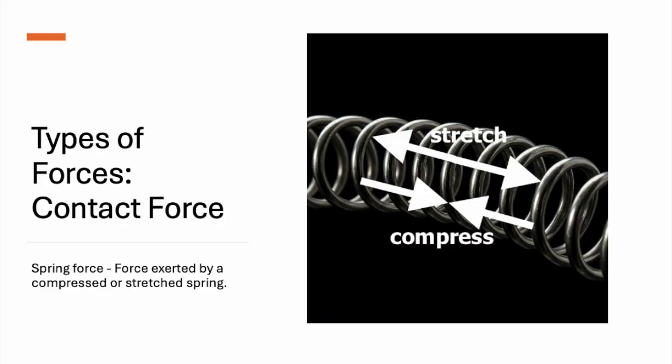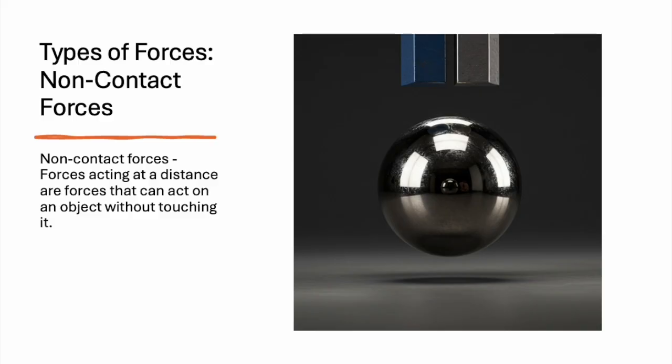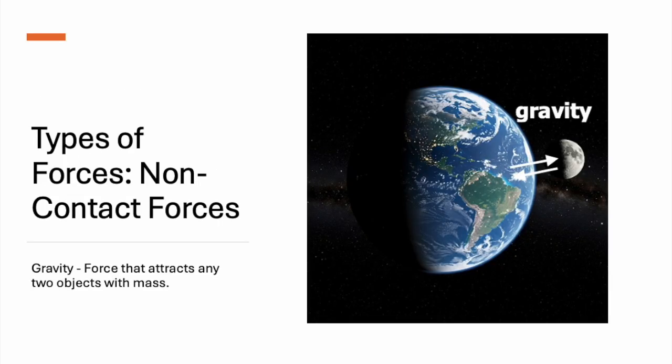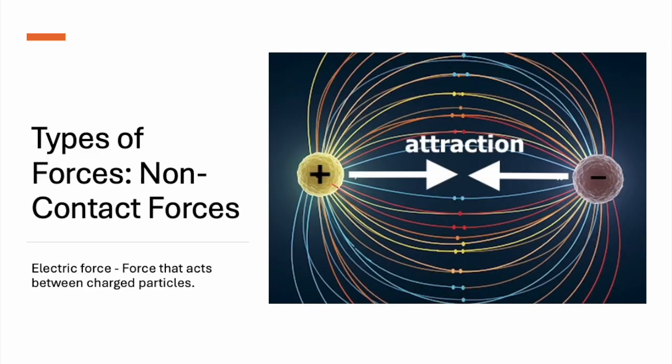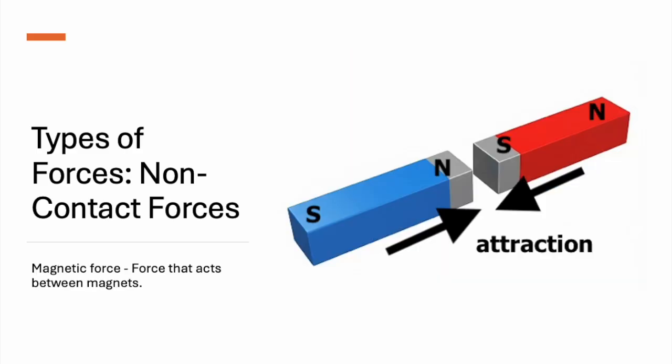Forces acting at a distance are forces that can act on an object without touching that object. Some examples of forces acting at a distance include gravity, the force that attracts any two objects with mass; the electromagnetic force, the force that acts between charged particles; and the magnetic force, the force that acts between magnets.